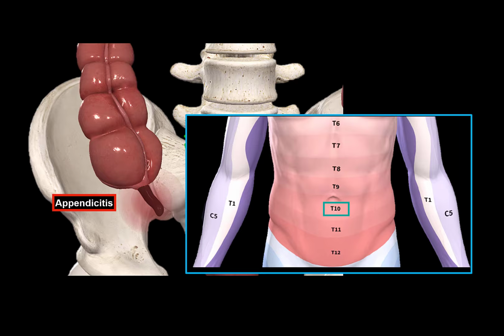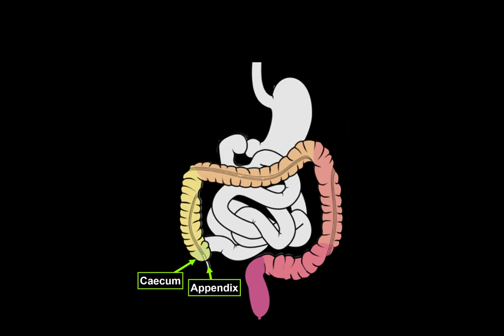That was a little taste of the clinic as you're studying the anatomy. So that was all the anatomy of the caecum and the appendix. Now let's do the ascending colon.